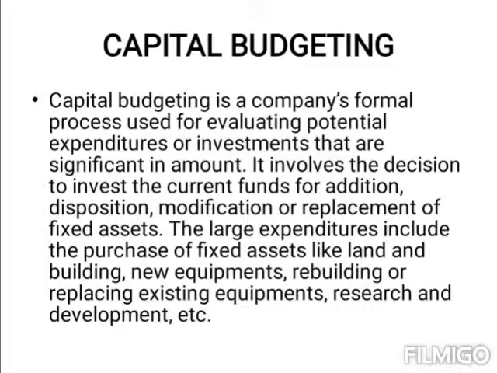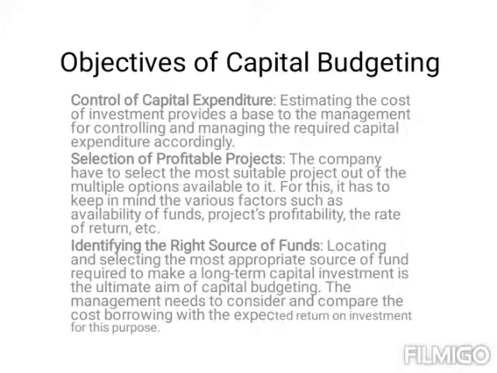Capital budgeting. Capital budgeting is a company's formal process used for evaluating potential expenditure or investment that are significant in amount. This involves decisions regarding investment of current funds. It may be for addition or disposition or modification or replacement of fixed assets. There are a large number of expenditures including purchase of fixed assets like purchasing land and building, new equipment, or replacing the existing equipment, and investment in research and development, etc.